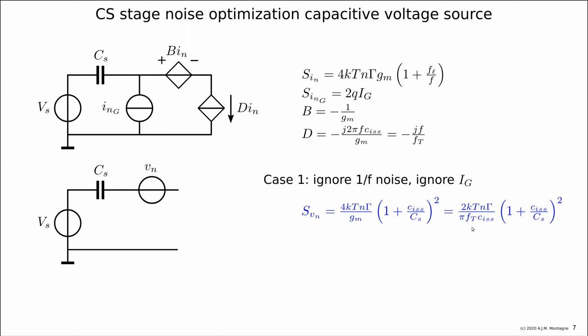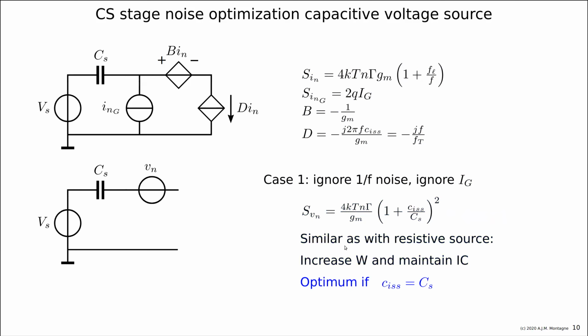And then again, we see a function of CISS. If we differentiate this function with respect to CISS, then we could find an optimum for CISS, under the condition, of course, that FT does not depend on CISS anymore. And that happens if we do exactly the same scaling as we did before. So similar to the resistive source, we increase W and maintain the inversion coefficient. If we do so, FT does not change, but CISS does. It increases with the width.